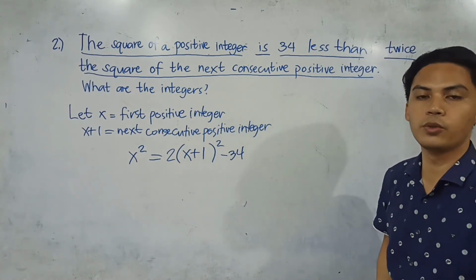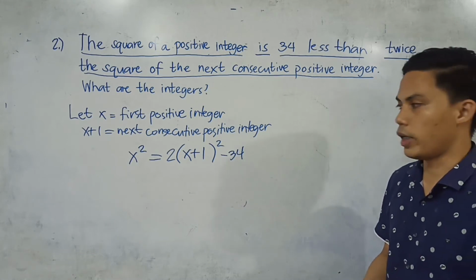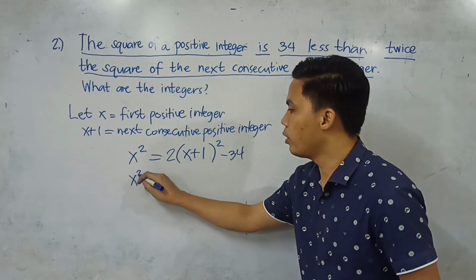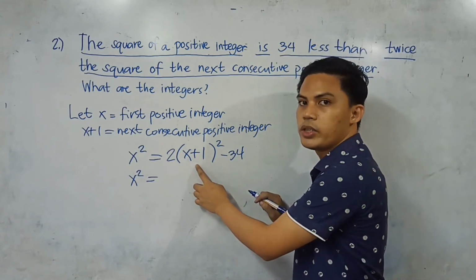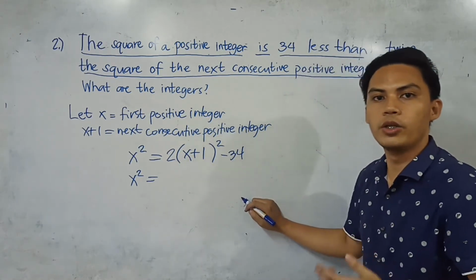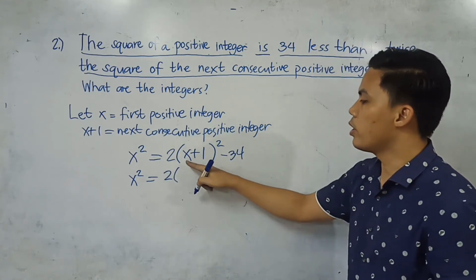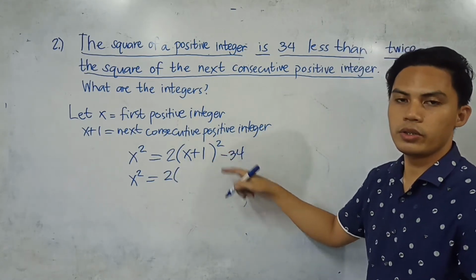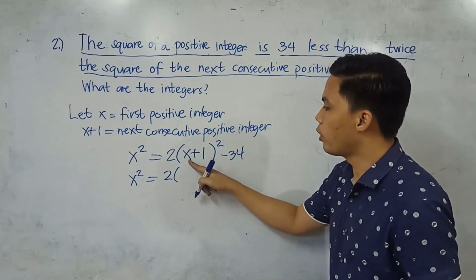Next step, we need to solve. We need to solve for the value of x. Okay. X squared is equal to, uunahin muna natin i-square yung x plus 1, tsaka natin mumultiply si 2. So, again, we're going to follow yung rules ng PEMDAS. So, 2 times, this is x plus 1 squared. So, this is just a square of a binomial. So, first, square the first term.